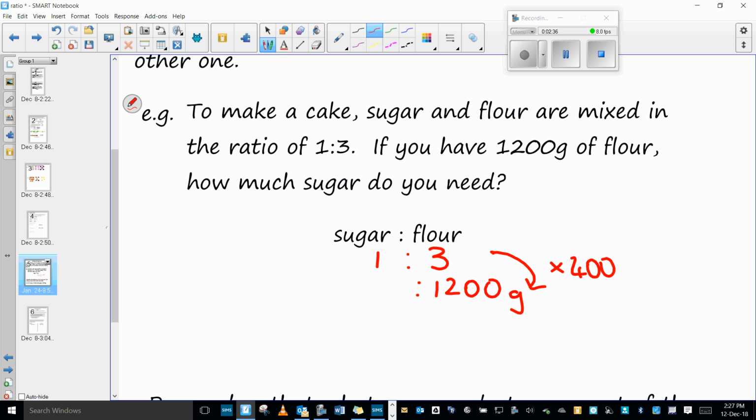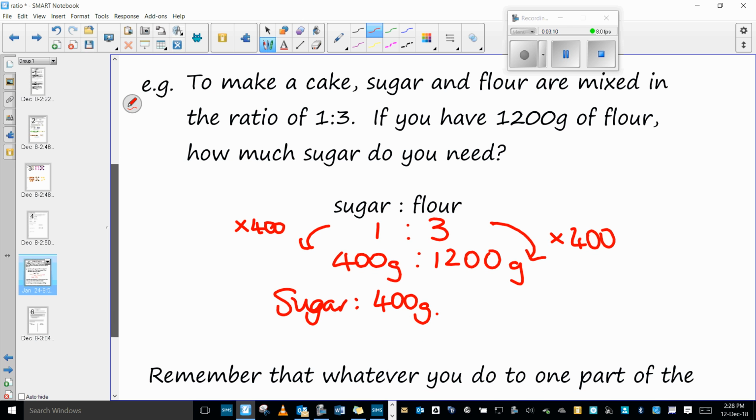Yeah? So what do you think we're going to have to do for the sugar amount? Multiply by 400. So we have to do the same. So 1 multiplied by 400 is nice and easy, yes? 400. And we're just going to add the grams on because we know that's the units that the other things are in. So our answer is sugar is 400 grams. You need to write it like that. Sugar 400. No, you just need to identify the 400 grams. Okay.